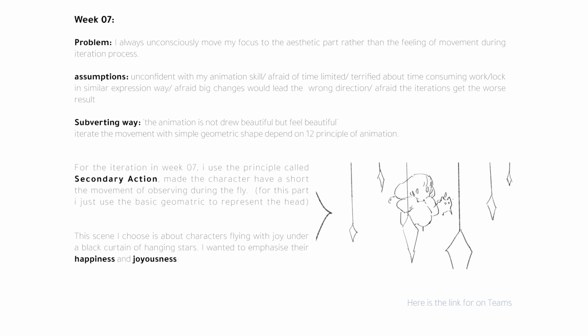Subverting ways depend on the sentence said by Evan. The animation is not drawn beautiful but felt beautiful, so I decided to iterate the movement with simple geometric shapes first, depending on the 12 principles of animation.